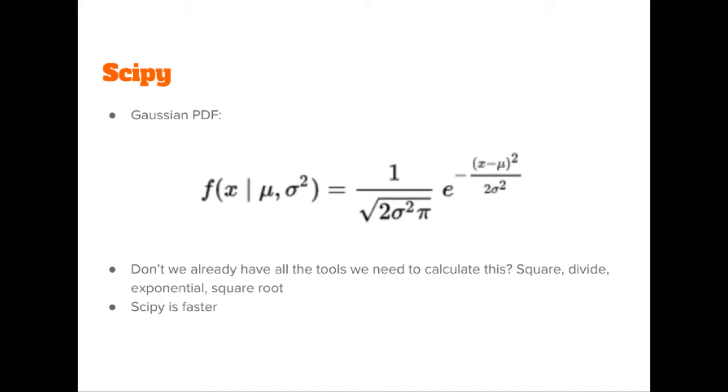Now, we already have all the tools we need to calculate the value of this function. We know how to take the square, we know how to divide, we know how to exponentiate, and we know how to take square roots. So why are we even discussing this, you might ask?